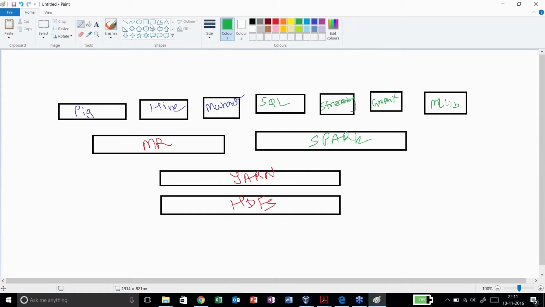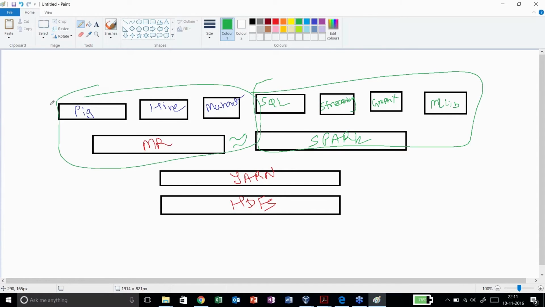I'll park this discussion aside. Right now, just assume that Spark is going to replace MapReduce, and it has its own ecosystem components which are going to replace these components of MapReduce.